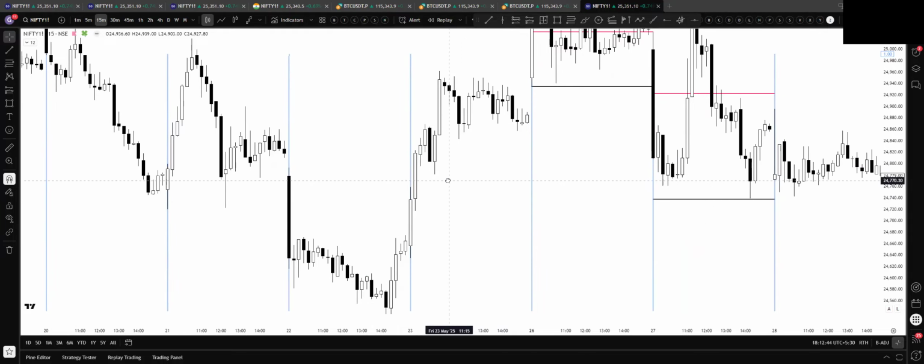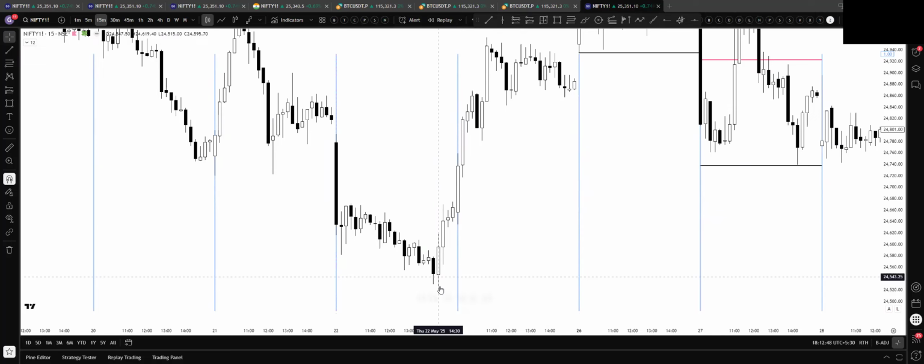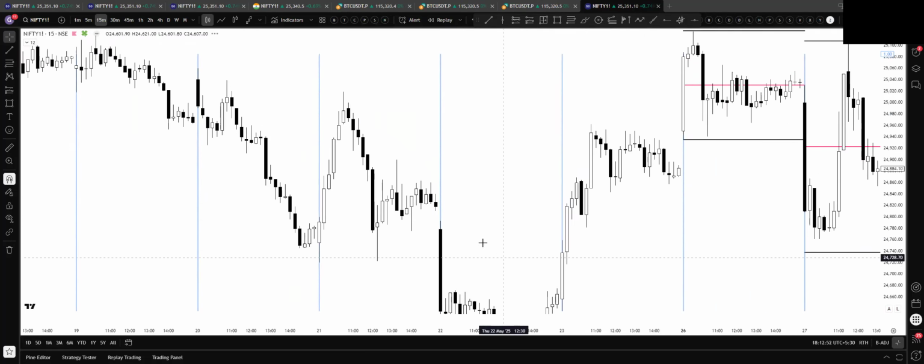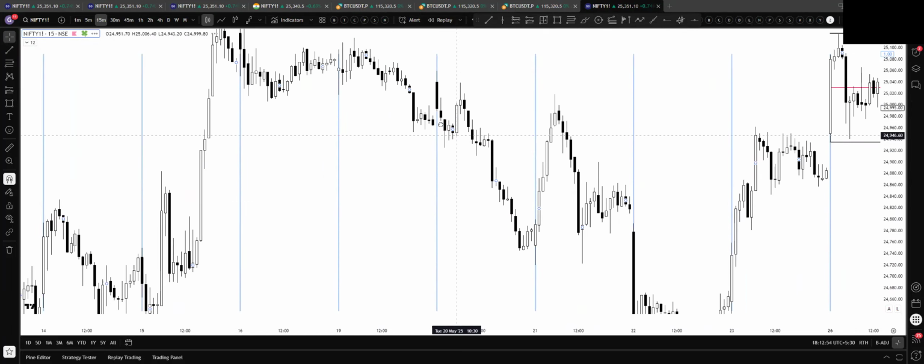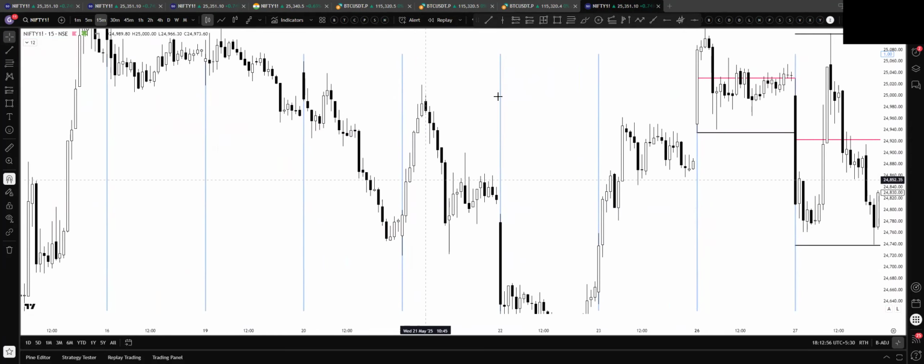So I think I stopped marking around here. We actually opened with a gap, so not targeting. We were already inside, and we are sort of engulfing. So we already touched the 50%, and so on. So you get the idea.